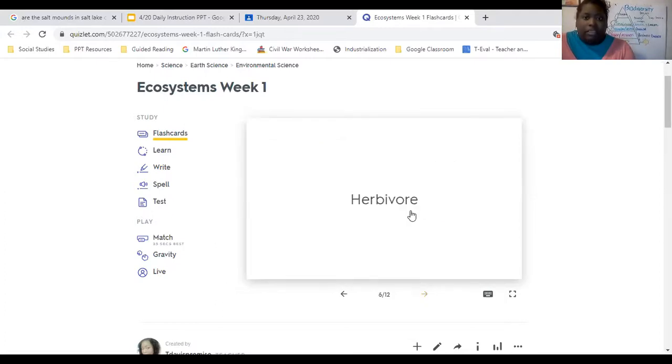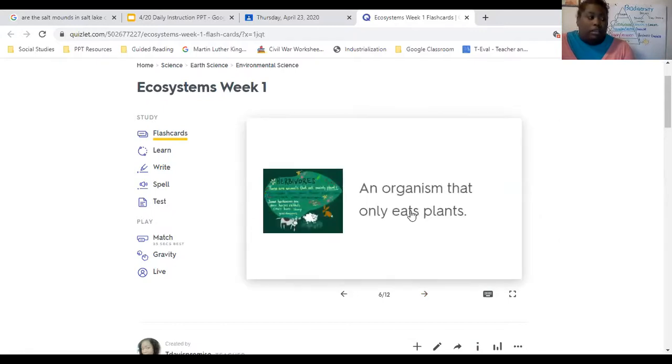All right. Herbivore. It is an organism that only eats plants. So which consumer is which consumer? Well, it's the primary consumers, the herbivores. All right.